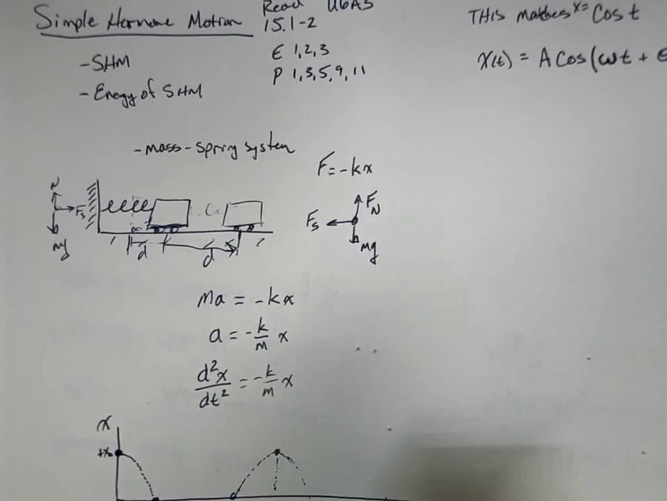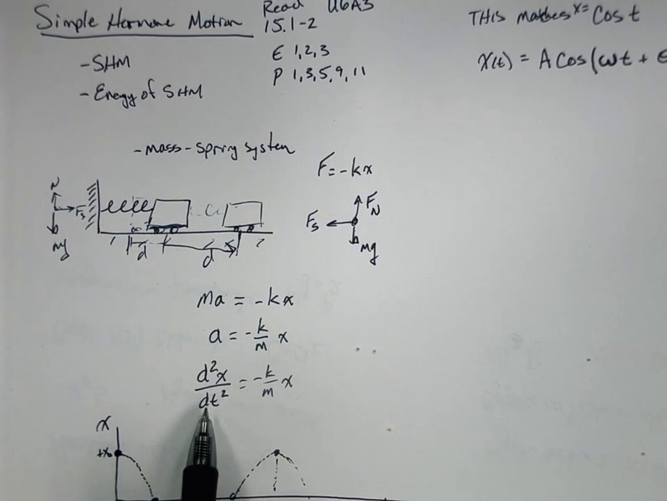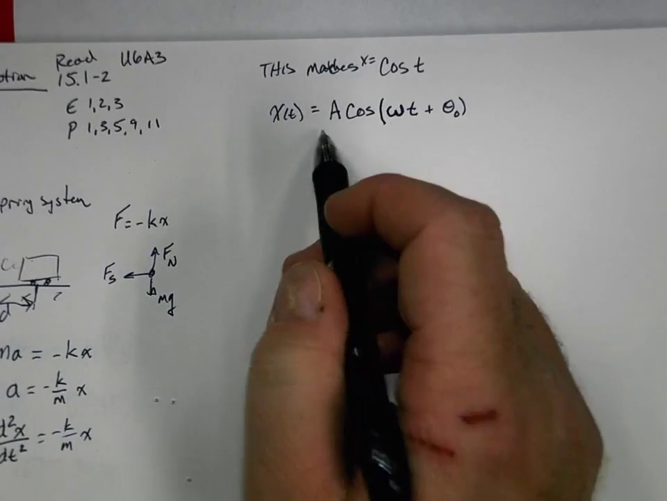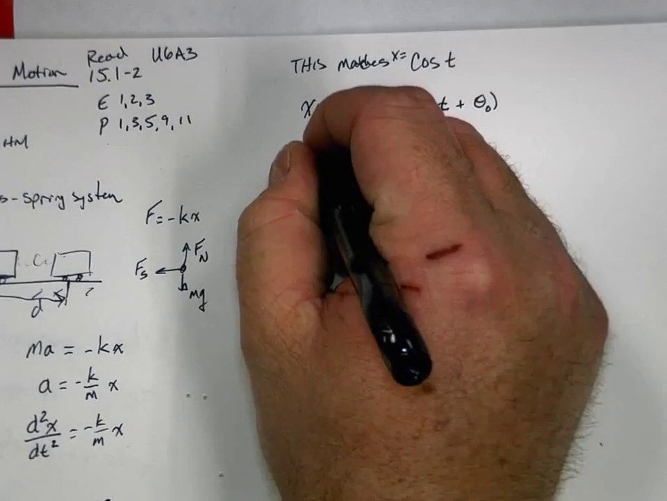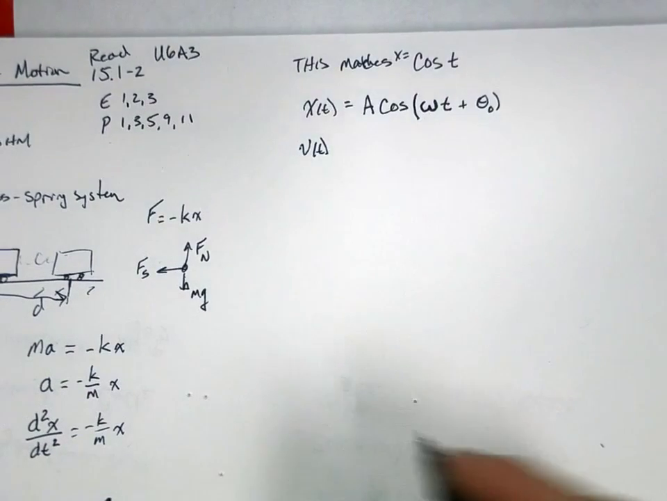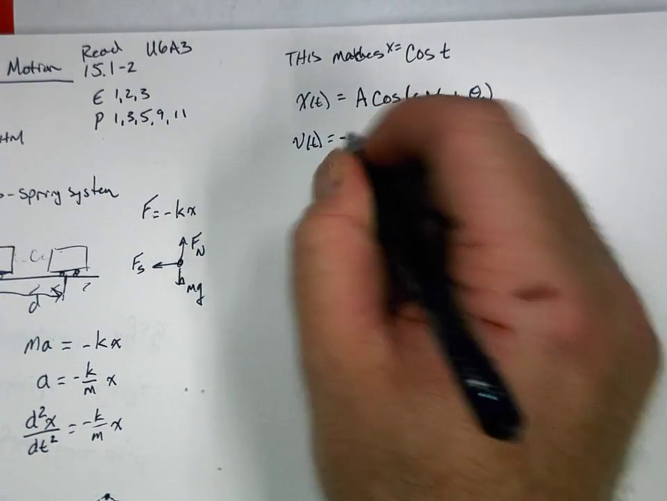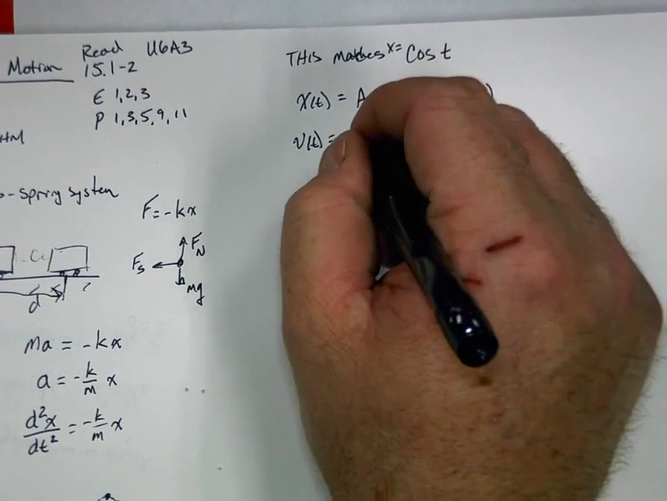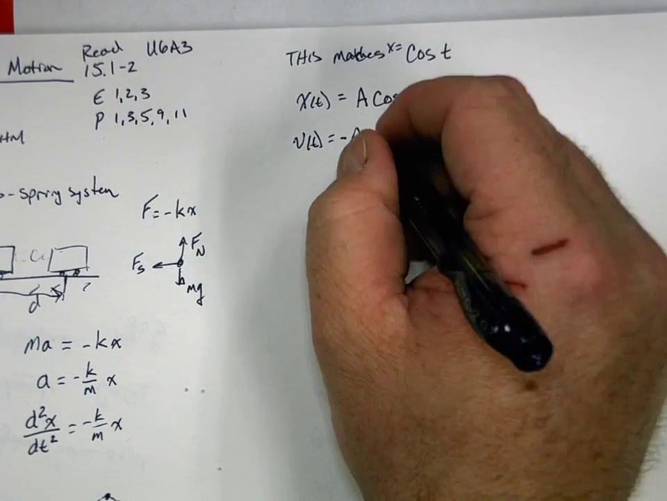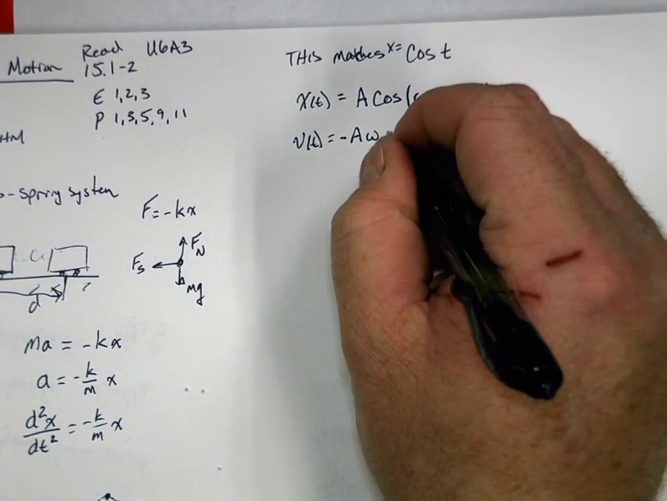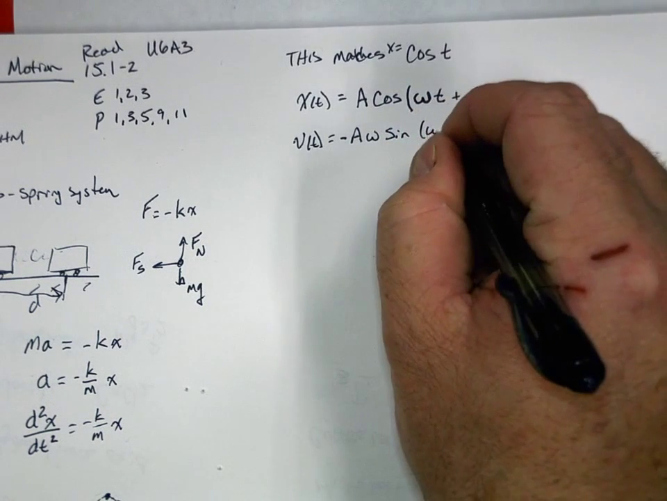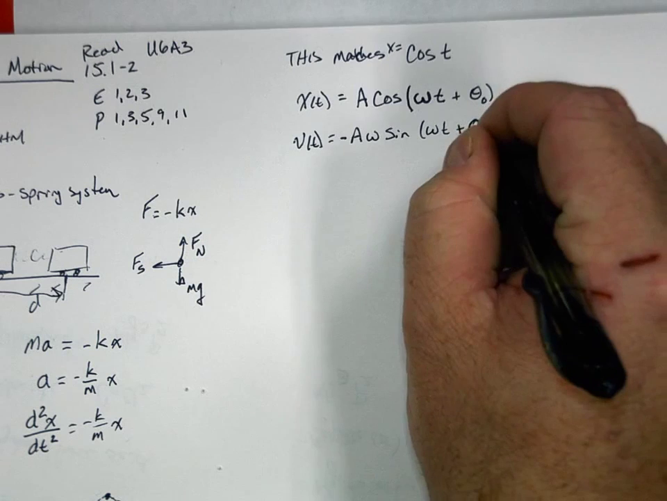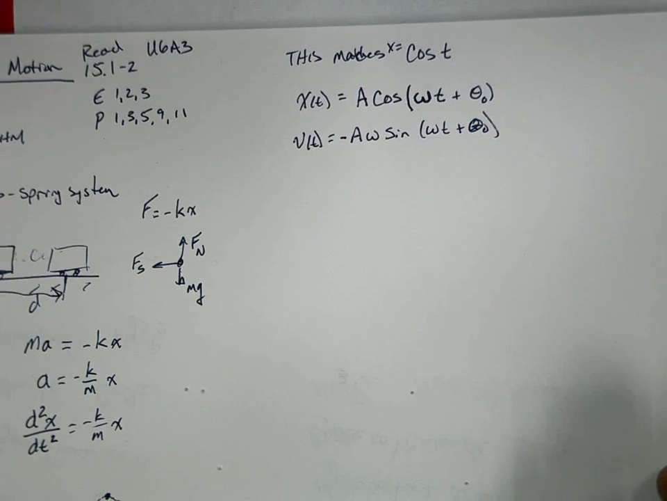Okay, but we started this whole thing with acceleration, right? So let's find our acceleration given this position function. All right, so v of t is going to equal negative, because the derivative of cosine is negative sine, A omega sine of omega t plus theta naught. Okay, so that's going to be the velocity of our particle at any particular time when we're oscillating like this.